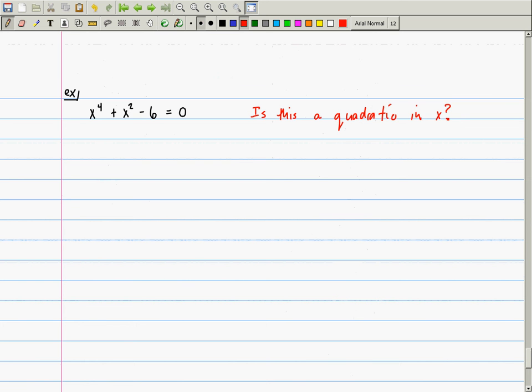No, I agree. Why not? What is a quadratic? It's a polynomial of degree 2. What is the degree of this polynomial? 4. So, emphatically, no. 4 is not equal to 2. So this is not a quadratic in x.